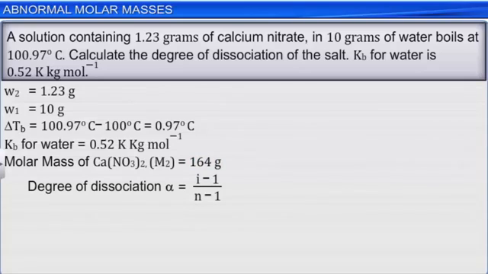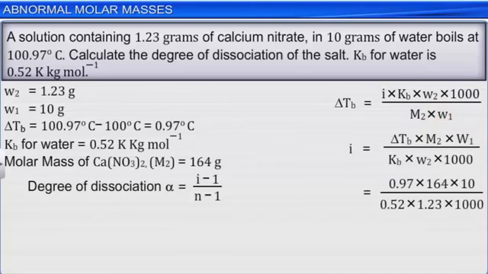For finding the degree of dissociation of the salt, we first need to calculate Van 't Hoff's factor, i. Substitute these values in the modified equation for elevation in boiling point. Elevation of boiling point delta Tb is equal to i multiplied by Kb multiplied by W2 multiplied by 1000 divided by M2 multiplied by W1. On solving for i, we get Van 't Hoff's factor i is equal to 2.48.